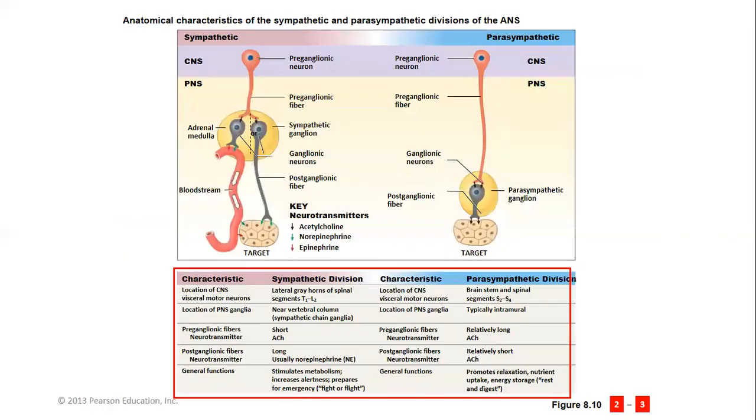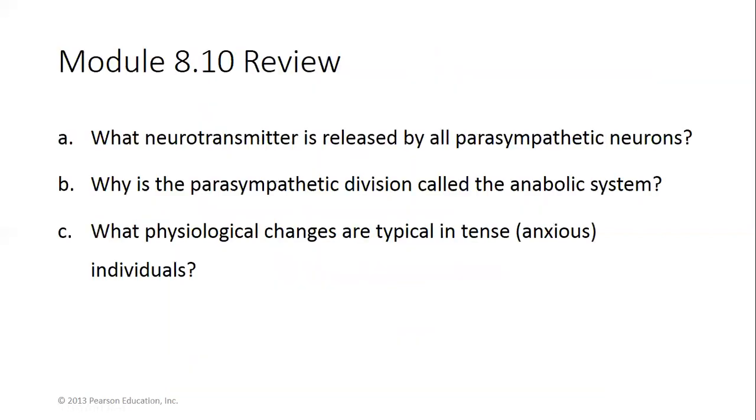And there's a summary slide of characteristics of the sympathetic and parasympathetic nervous system. There's the short preganglionic axon, the long postganglionic axon of the sympathetic nervous system. In the parasympathetic nervous system, the preganglionic axon has a really long axon, and post is really short. There's target tissues. There's just some differences between the sympathetic and parasympathetic divisions of the autonomic nervous system.